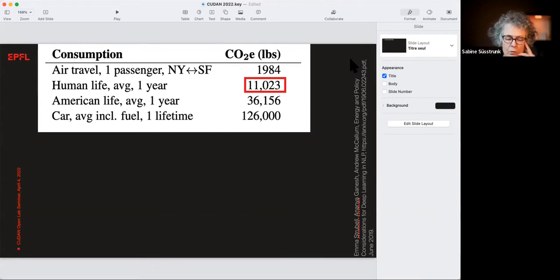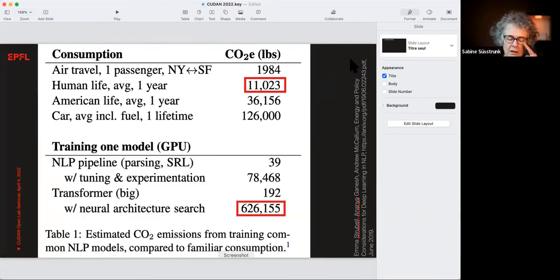Now compare to a training of one model. This is now natural language processing models. This is not even imaging. So you have a natural language processing pipeline, if you just train it once, it's not that expensive. But if you start tuning and experimenting and whatnot, suddenly it uses 78,000 CO2 pounds. That is basically almost 7 years of a human average life.